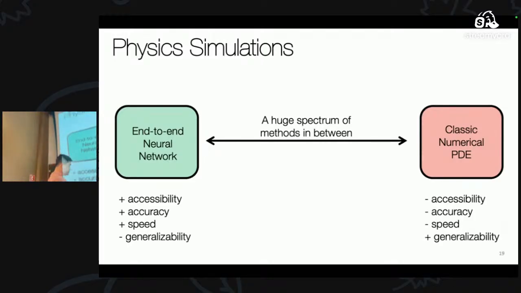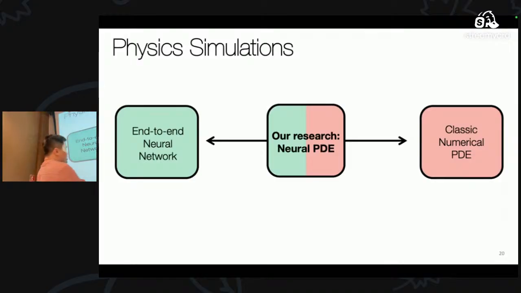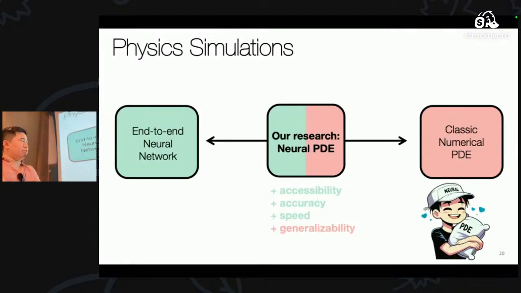So in the end, I really want to propose two very different approaches towards modeling, right? People have been contrasting these two approaches for decades. So again, what we're trying to explore is in the middle, right? Where hopefully you get the best of both worlds. You have the accessibility, accuracy, and speed, but also generalizability, right? So hopefully the neural network and these equations can be friends.